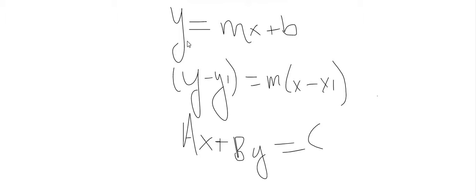So we do y, okay, and then we do m, which is the slope, and x, which is like the x-intercept, plus b, which is the y-intercept. Okay, and the next one is point slope form.